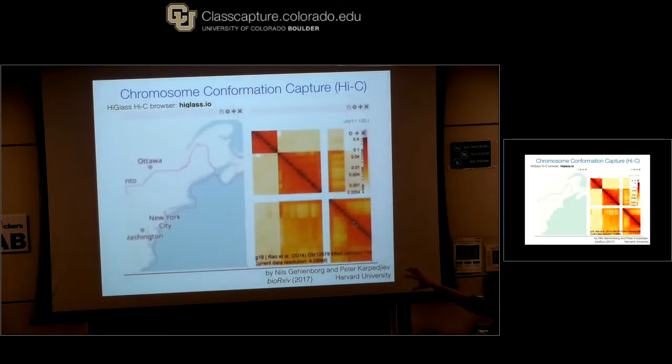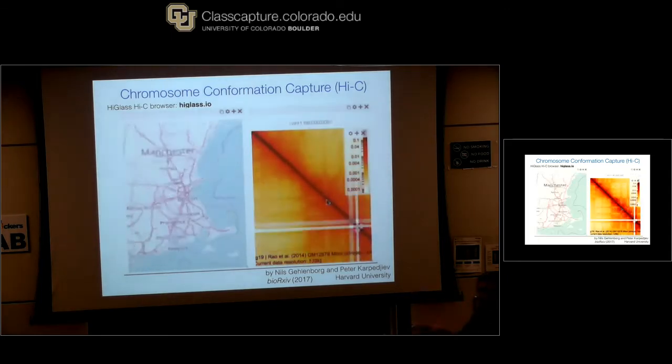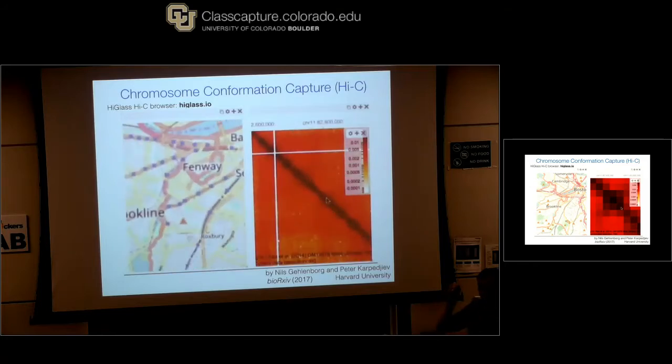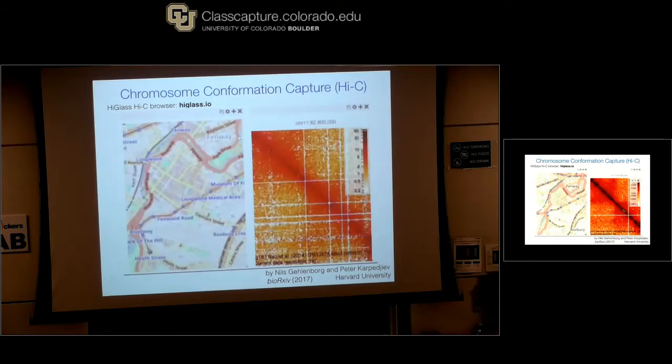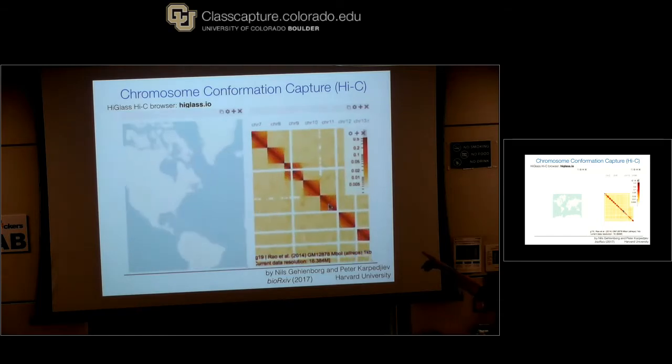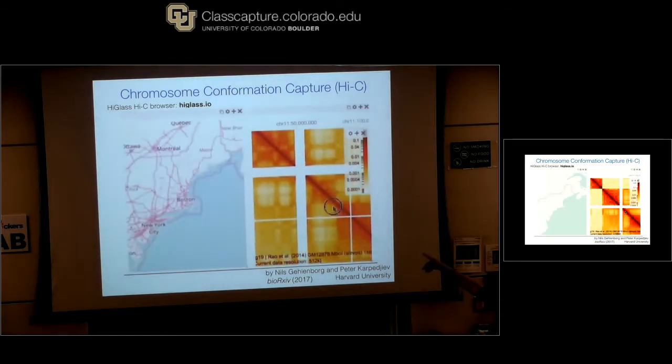And you can load a Hi-C map into the browser. But the beauty of it is that you can have several maps at the same time. And I can zoom into one, and it would zoom in the other. So you see that there are features in this data on the right that are present at all scales.